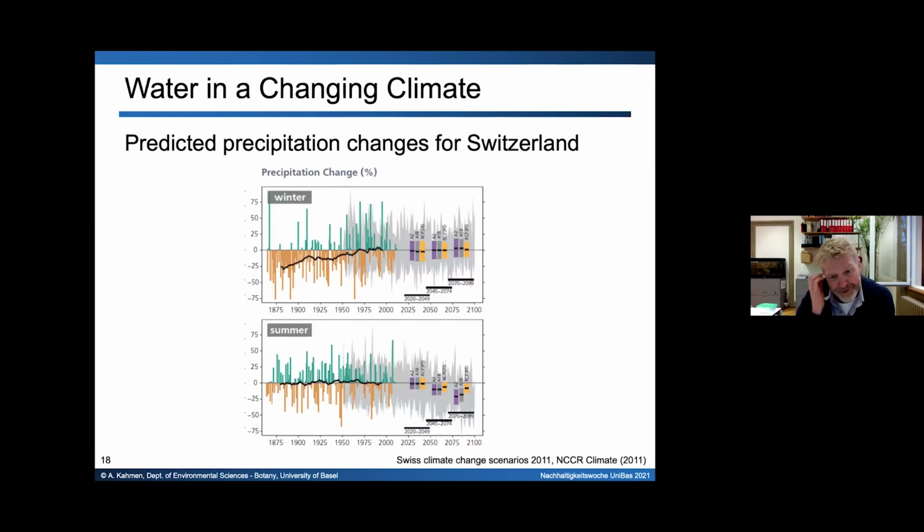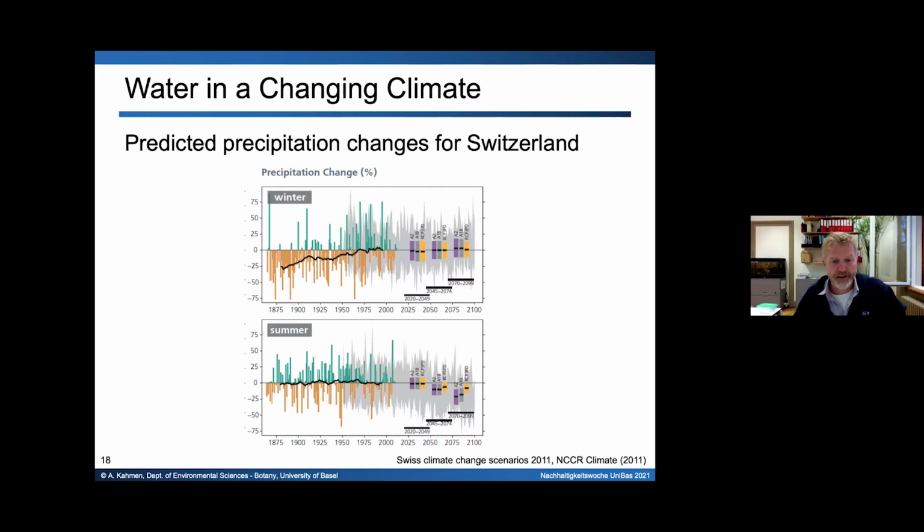However, if you look into the data a little bit more carefully, the situation is not that easy. We don't understand really yet how climate change is impacting one important component of the water cycle, which is the input of water into ecosystems, which is precipitation, the primary source of water for plants.